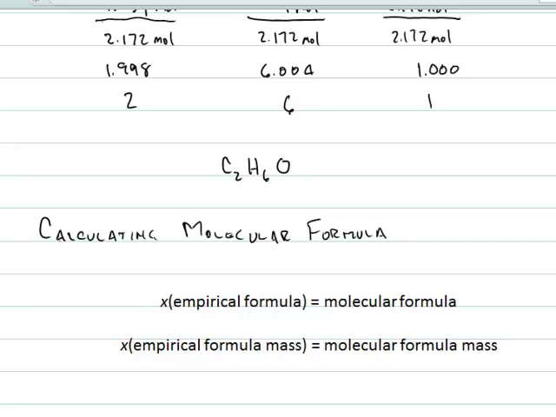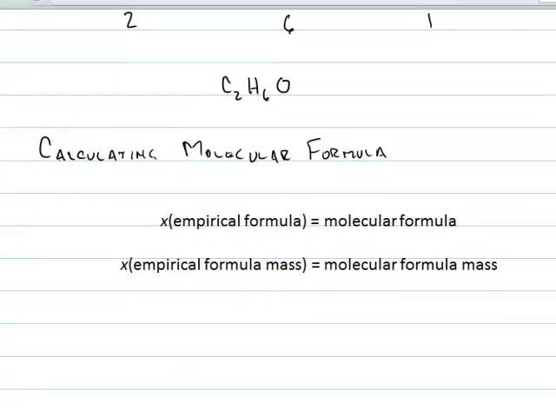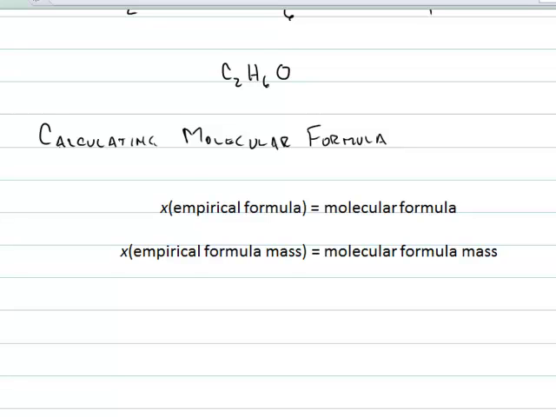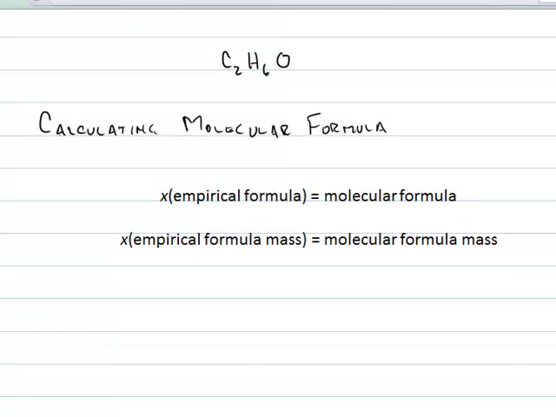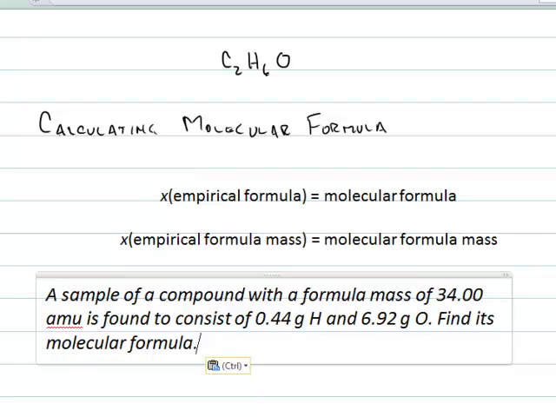This also tells us that that same number x is going to be equal to the molecular formula mass divided by the empirical formula mass. And this is how we actually calculate this information. So we'll look at a problem that looks like this. A sample of a compound with a formula mass of 34.00 AMU is found to consist of 0.44 grams hydrogen and 6.92 grams of oxygen.